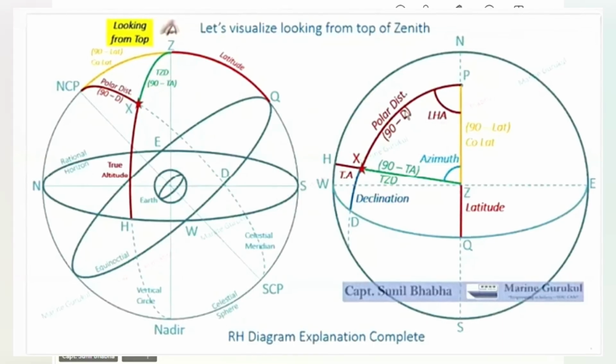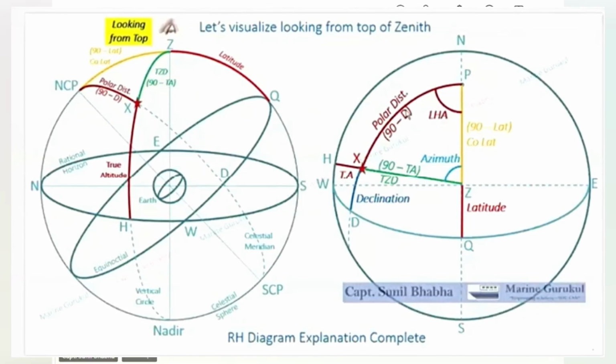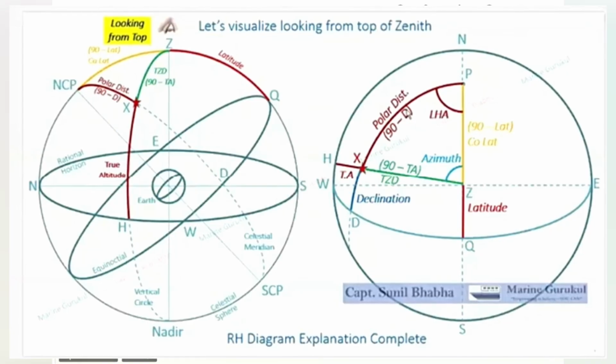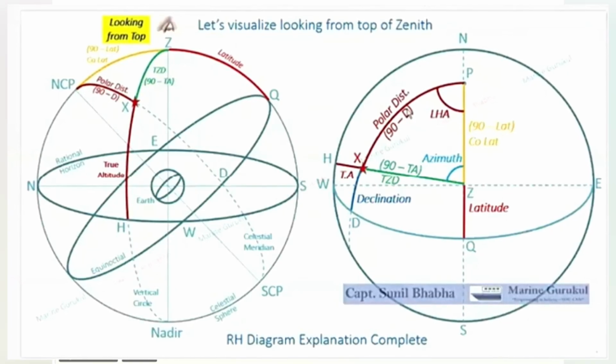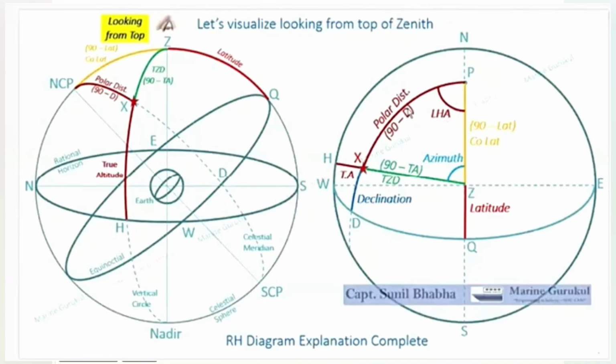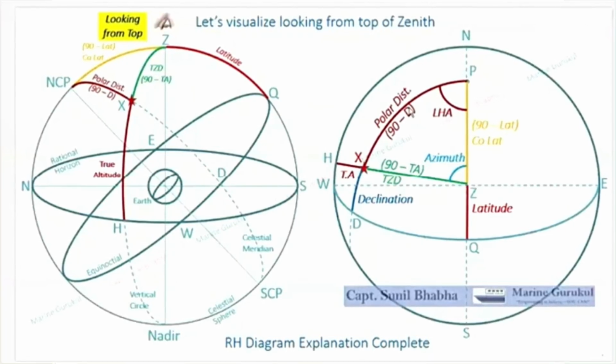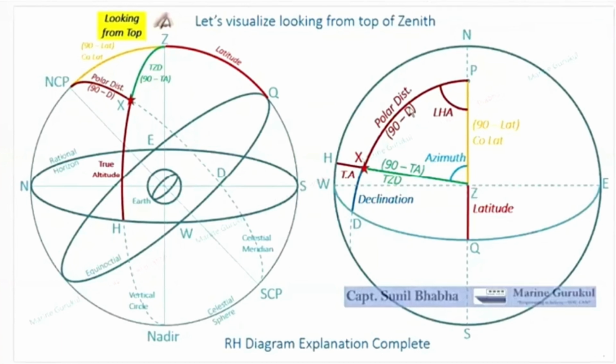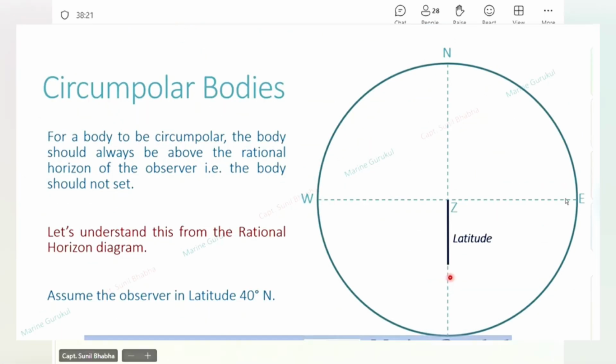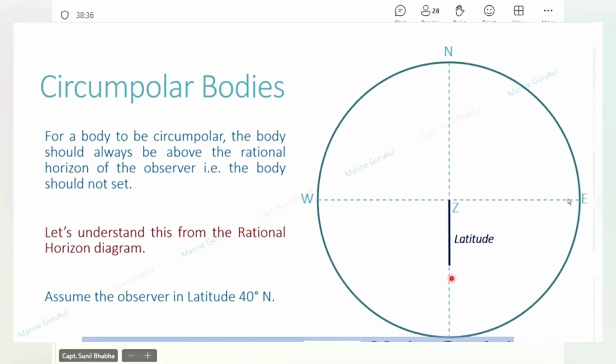In other words, a body is said to be circumpolar if the body is always above the rational horizon of the observer. That is, the body should not set. During the full day, the body should not set. These type of bodies are called circumpolar bodies. They remain above the horizon of the observer, and you are able to see them at any time of the day for full 24 hours.